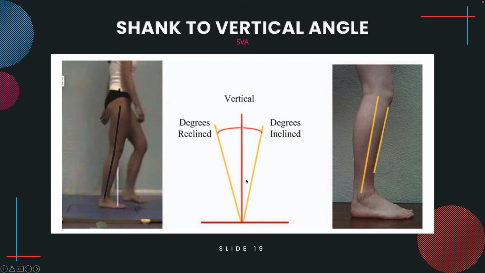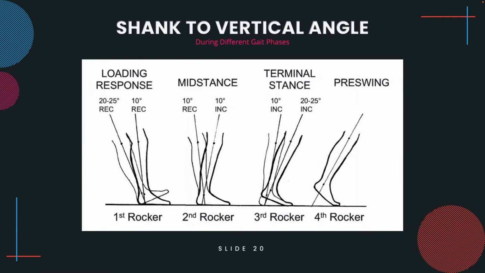And so this can be described as being reclined. So our shank is reclined relative to true vertical, which kind of looks like it is angled backwards from true vertical. And so you would see this during loading response. We'll see that on our next slide. And then you can also describe it in terms of an incline, where it is forward relative to the line of gravity. And just like we'll see on our next slide, you'll see that in terminal stance.